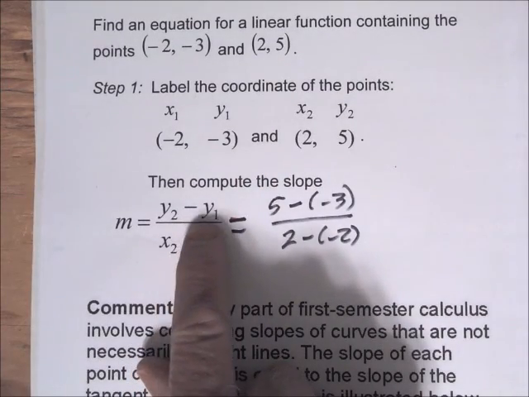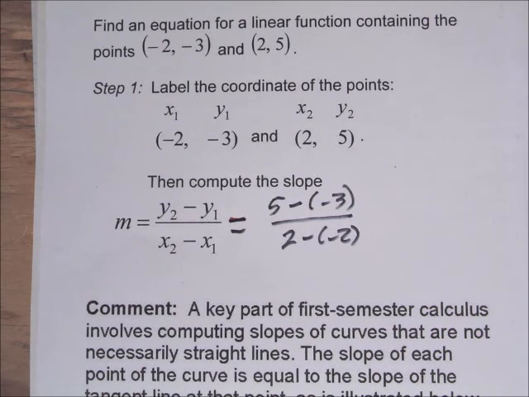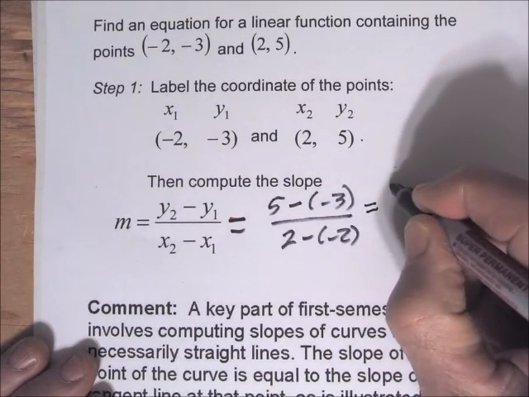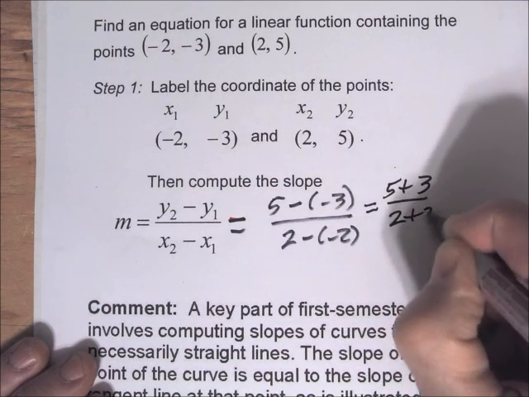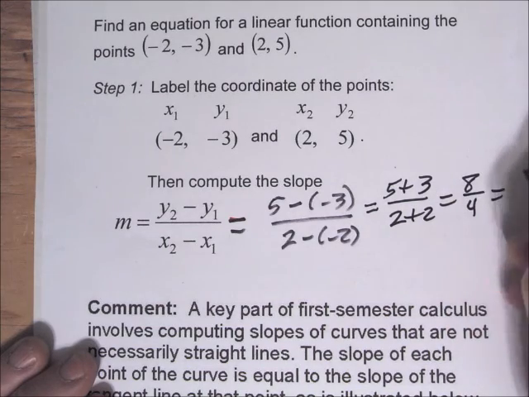The slope is going to be y2 minus y1 over x2 minus x1. So it'll be 5 minus the -3 over 2 minus the -2. Double negative is positive, so this is 5 plus 3 over 2 plus 2. 8 over 4. 8 divided by 4 is 2.